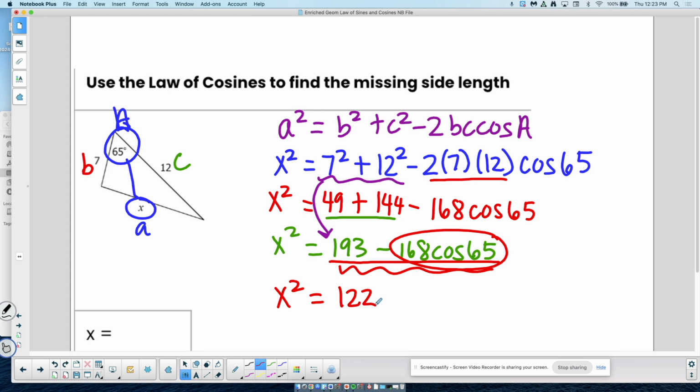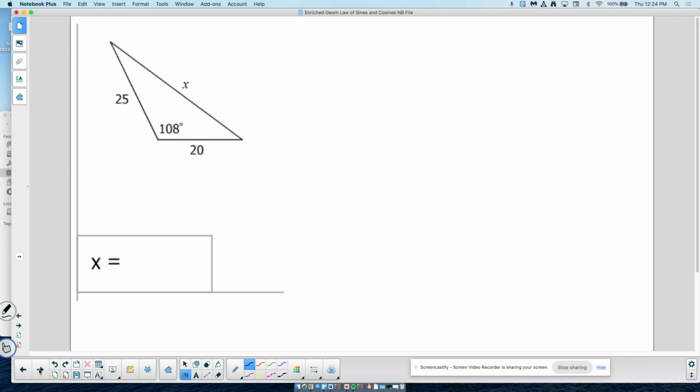Now it's pretty simple, folks. All we do is take the square root. The square root of 122 is 11.04. We'll go to one decimal place and we'll just leave it as 11. And that's it. It looks scary, but once you're done plugging in, your life becomes much, much simpler.